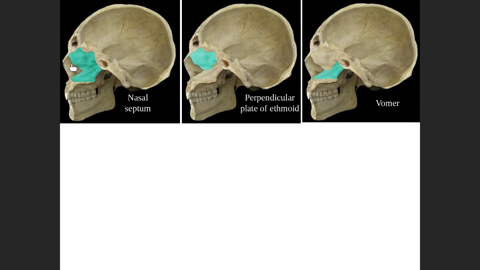Now you notice there's stuff missing from here. That's cartilage. Part of your nasal septum is made up of cartilage. But when I say the bony nasal septum, I'm referring to these two bones here. I'm not even talking about cartilage when I refer to the bony nasal septum.